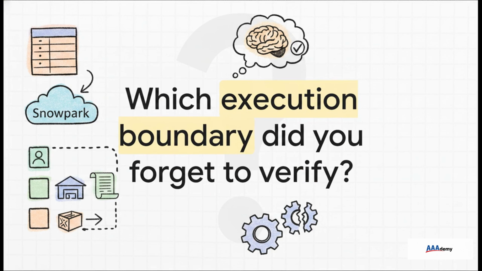So I'll leave you with this final provocative thought to test your memory. If your select query works flawlessly, but your Snowpark code just drops dead, which execution boundary in our troubleshooting funnel did you forget to verify? Was it your active role, your warehouse, procedure metadata, or maybe a stage import? Keep that checklist mental and you'll do amazing.